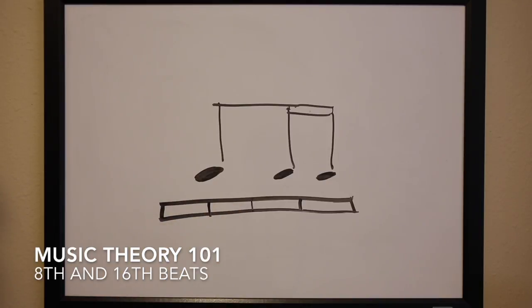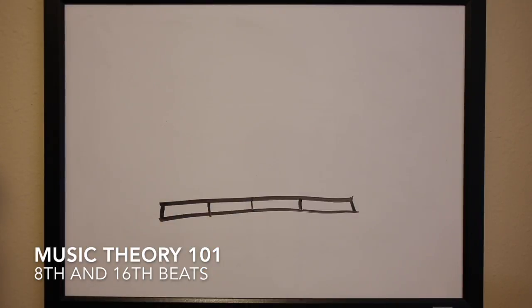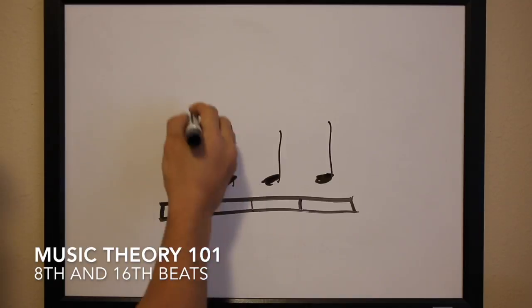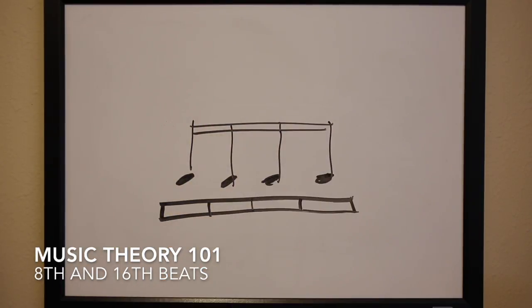So what I'll do is I'll split the first eighth note into 16ths as well. And what you will see is that we will get four 16th notes with two flags on top. Notice how it still takes the same duration of time as a quarter beat, but now I have four smaller separate pieces.